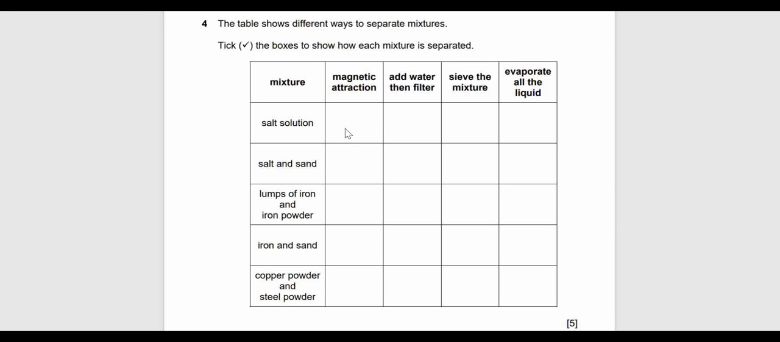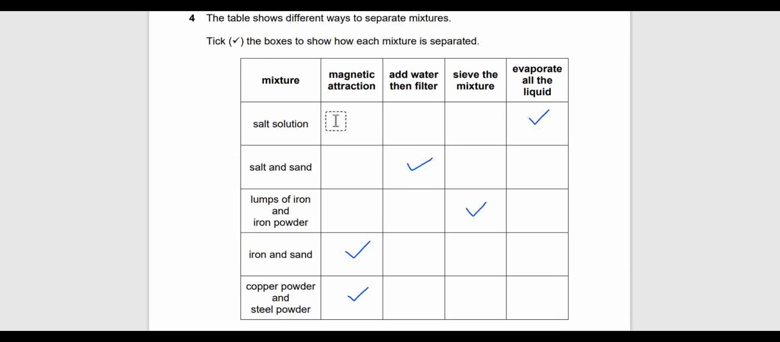Alright, let's open up the answer. You may pause if you have not finished. Here we go. Salt solution: we can evaporate all the liquid, the water will evaporate and we will get salt left. Next, salt and sand: we can add water and filter, since salt dissolves in water while sand does not. So when we add water, salt will dissolve and we can filter. Sand will be retained in the filter paper, and the salt solution will pass through the filter paper as a filtrate. Next, lumps of iron and iron powder.